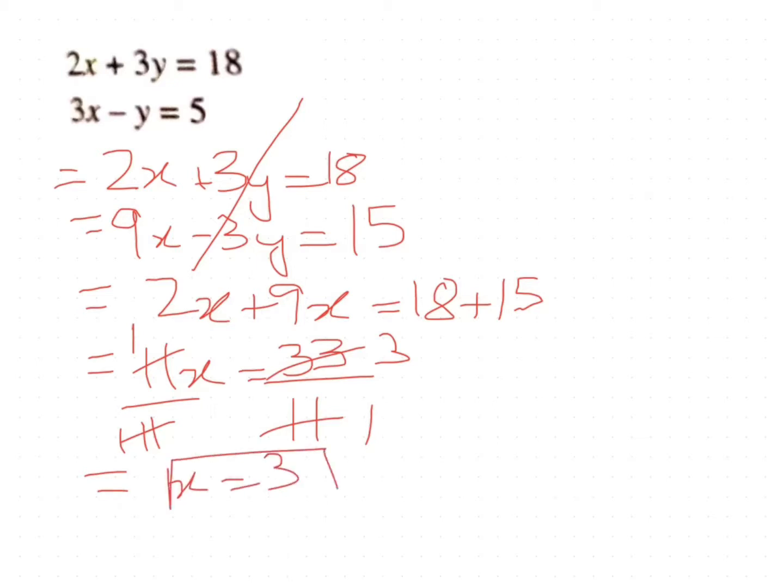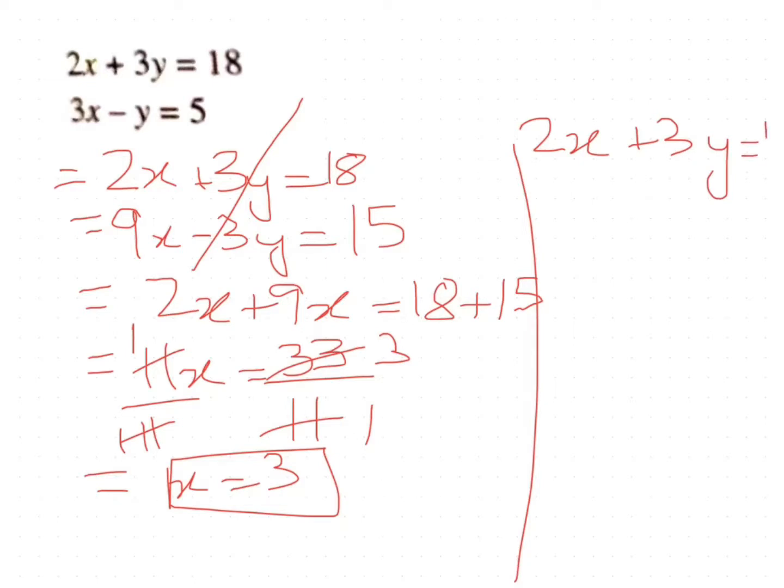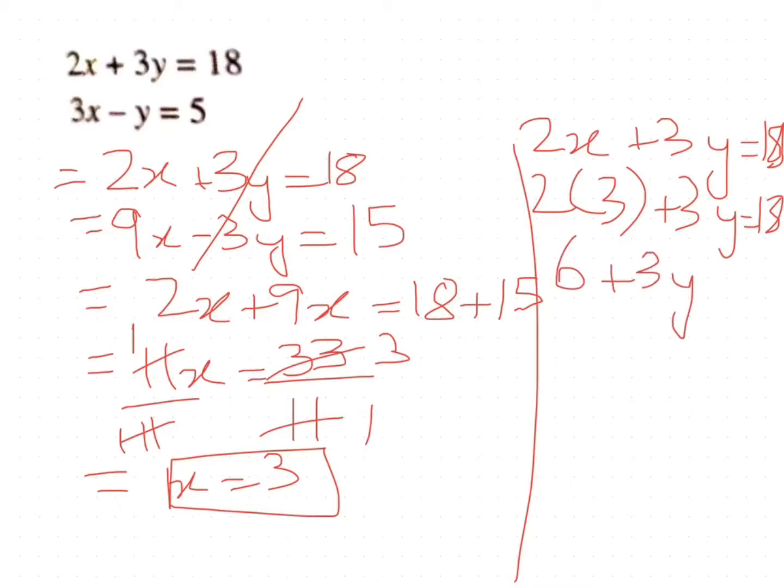Now let's find the value of y. To find the value of y, we just pick one equation. For example, I am picking the first equation, 2x plus 3y equals 18. Let's put the value of x here. So 2 times 3 is 6, plus 3y equals 18.